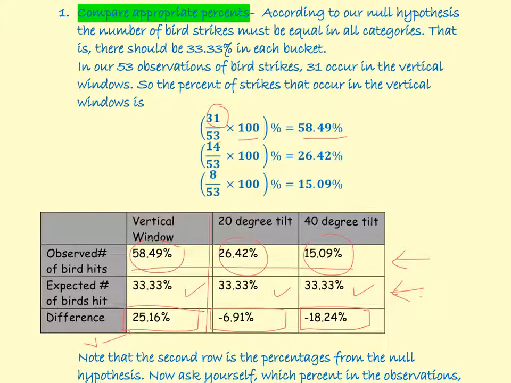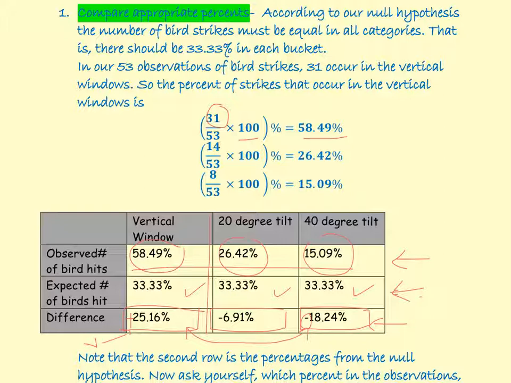And in the vertical windows, the bird strikes are much higher than what is expected because this is a positive difference. Now, if we look at the 40-degree tilt, it is negative, which means that the observed percent is less than the expected percent by 18.24%. So whether it's a positive or a negative difference, these are the two categories that show a great amount of deviation from what is expected to be true.